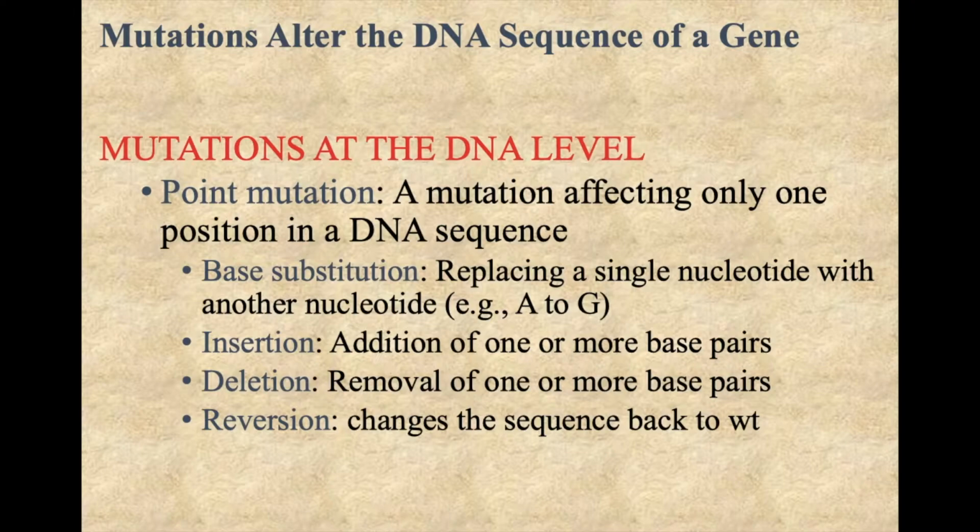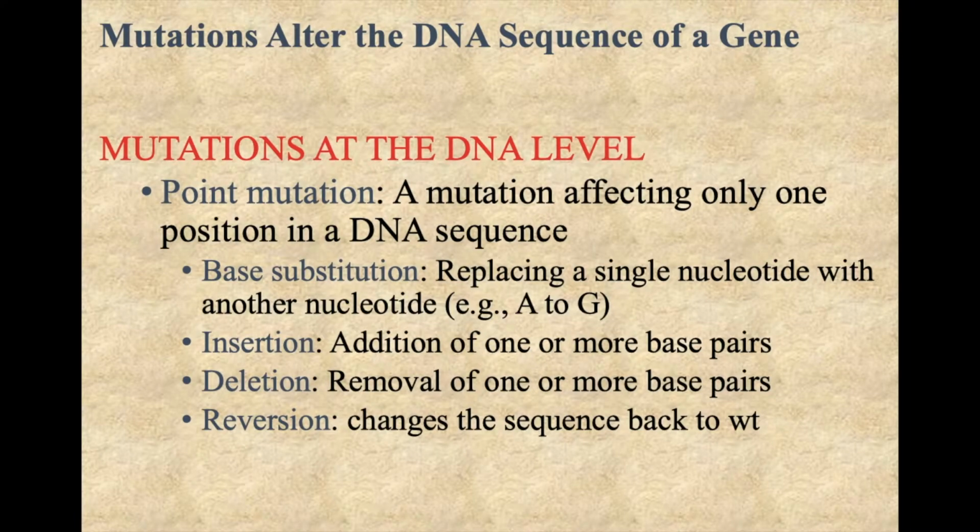There are, for example, base substitutions, where a single nucleotide is replaced. And so, for example, maybe DNA polymerase is supposed to put an A in a particular position, and it accidentally puts a G, and proofreading doesn't pick it up. And so the G gets carried on to the progeny. We would call that a base substitution form of a point mutation.